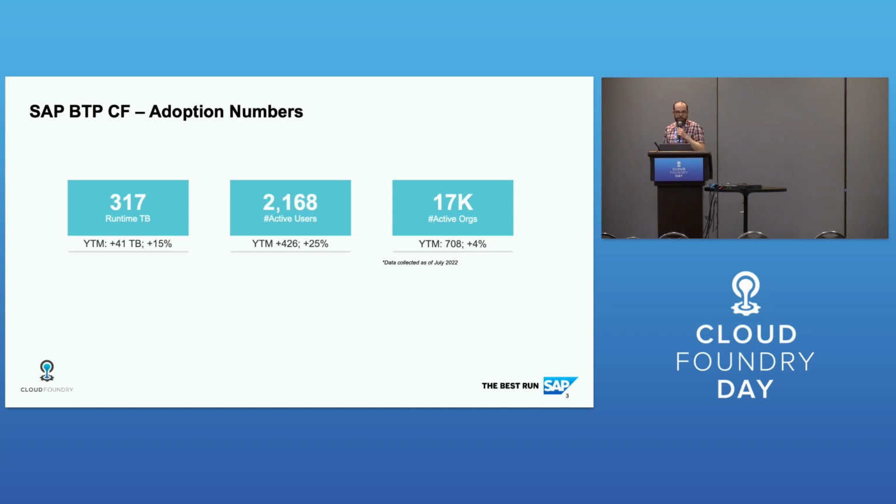Then some adoption numbers. In total, we are running 317 terabytes of Diego capacity. We have around 2,168 active users. Users is not a single person; these are organizations or accounts. This is a bit generalized, the numbers. And we have around 17,000 active orgs.